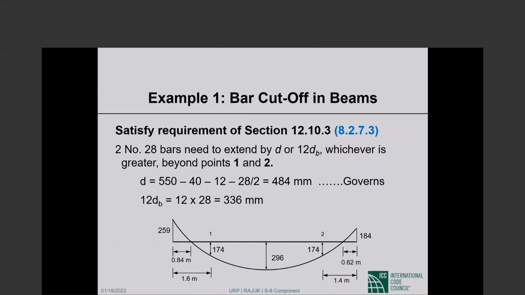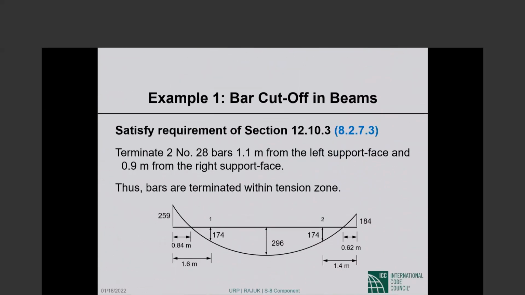So 484 is the extension, right? So terminate two number 28 bars 1.1 meter from left support face and 0.9 meters from the right support face. So this is 1.6 meters. If you take away the 0.484, basically 0.5. Theoretically, the bars can be cut off here, but they need to go another half a meter.